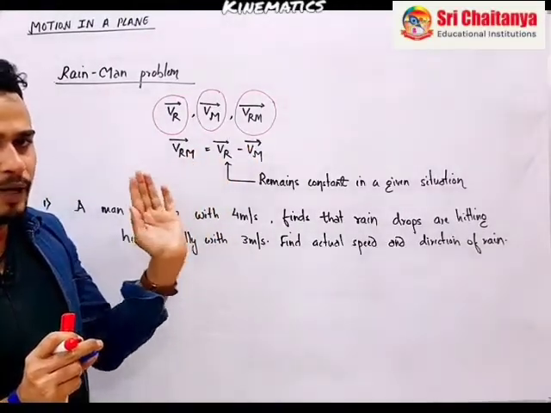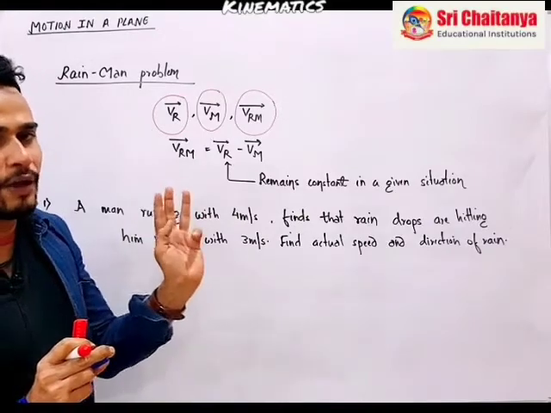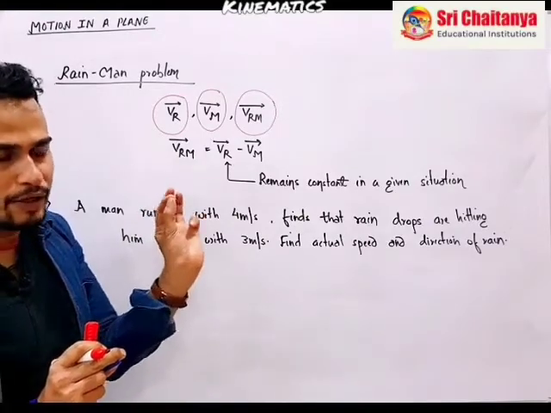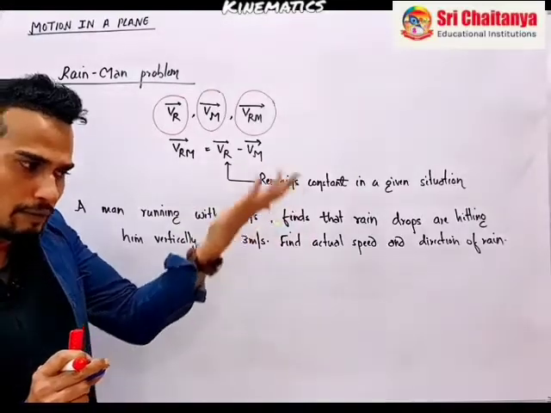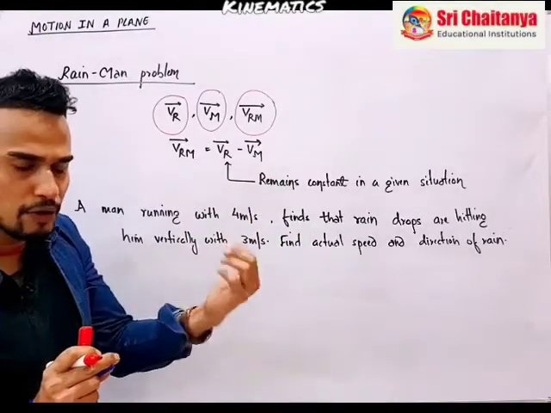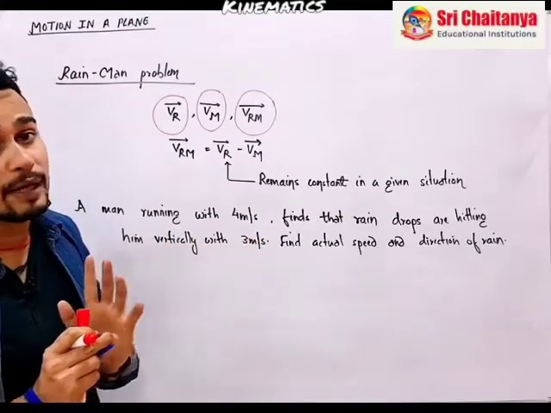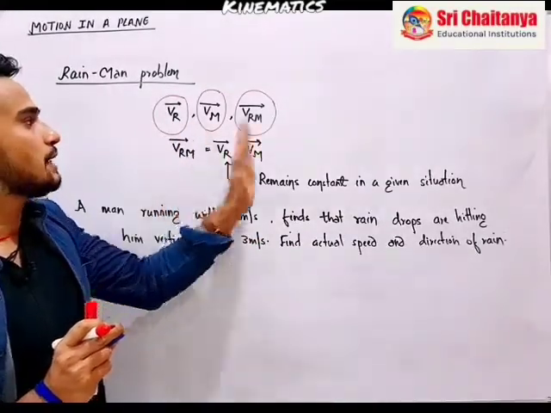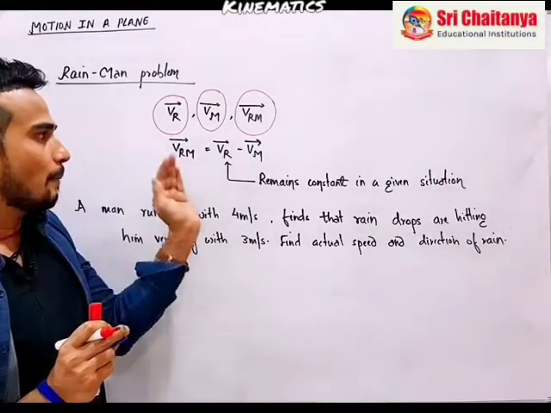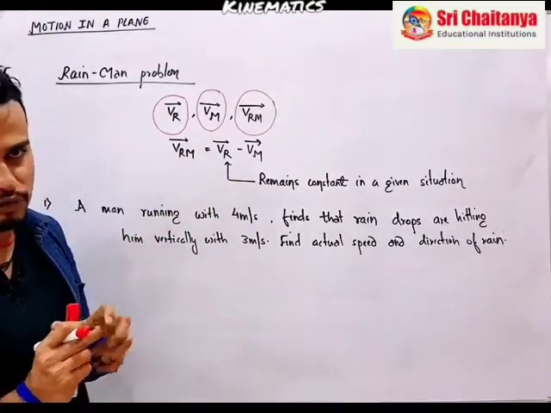So in the rain man problem, 3 velocities will come. One is the actual velocity with which rain will come, one is the velocity with which man will run, and one is the velocity of rain observed by the man. You have to always relate these 3 velocities. If you are able to relate them, you will get the answer in every situation.